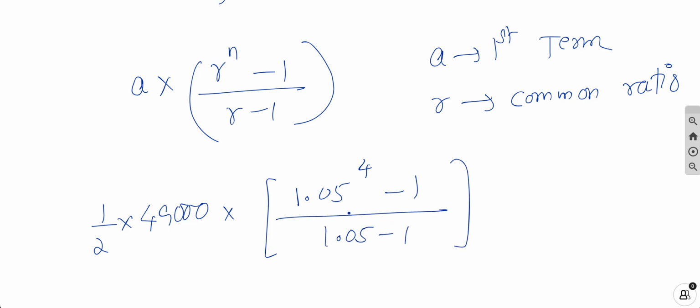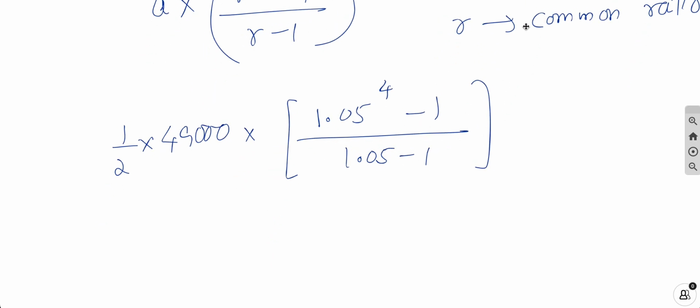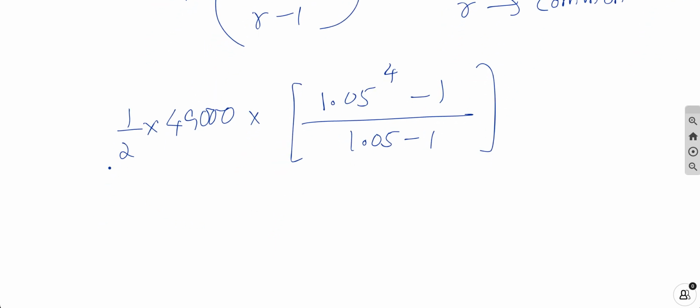What if R is less than 1? Well, it will just reverse. The numerator will be negative, the denominator will be negative, it will take care of itself. So don't worry if R is greater than 1 or less than 1. The formula remains the same. This is given in your formula booklet, and remember the answer will be rounded to 2 decimal places because it's money.